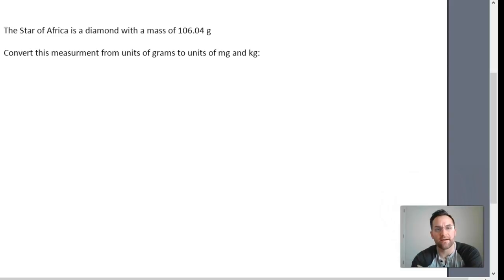It says, the Star of Africa is a diamond with a mass of 106.04 grams. It wants us to convert this measurement from units of grams to units of milligrams and kilograms. And again, this seems like probably a random or arbitrary task, but the point we're trying to get at is we want to see that unit conversion from one unit of measurement right here, okay, let's go ahead and circle that, one unit of measurement right here to milligrams and grams.